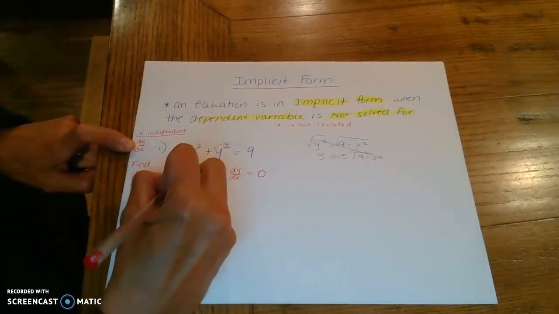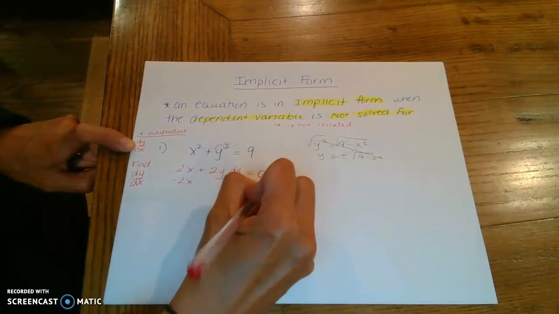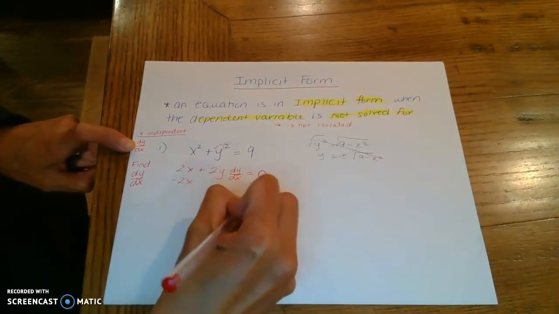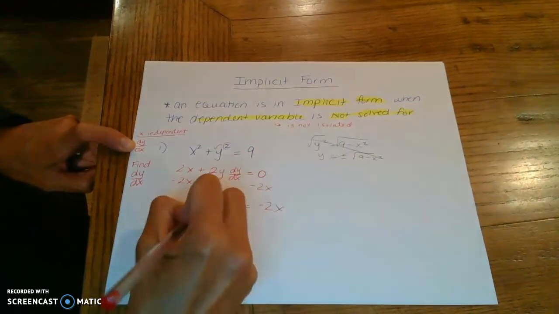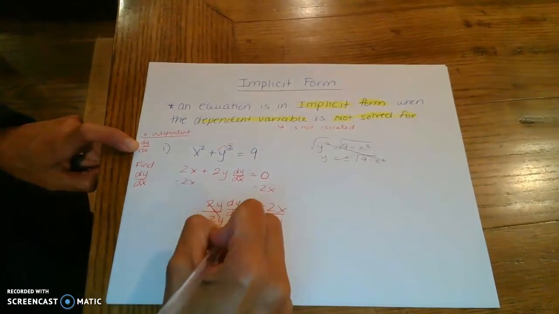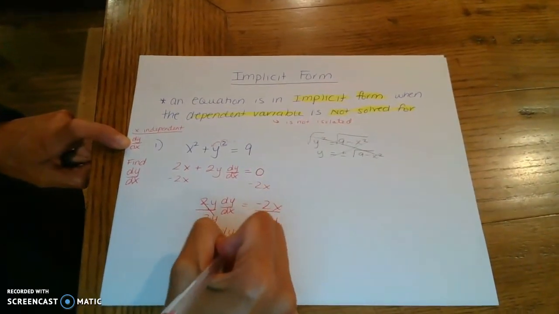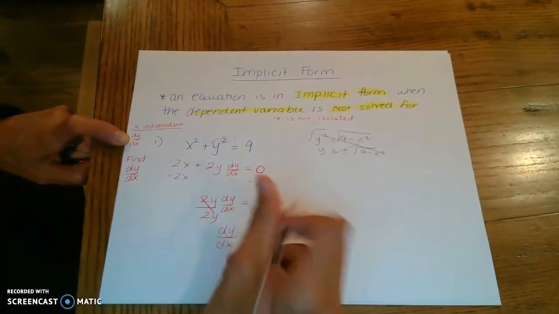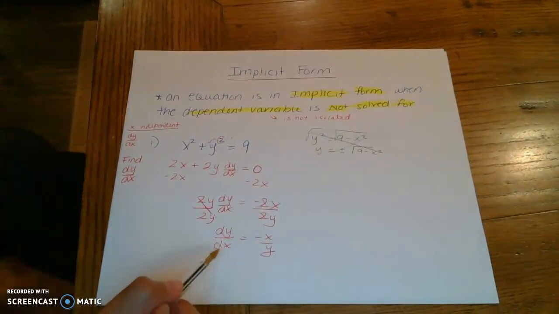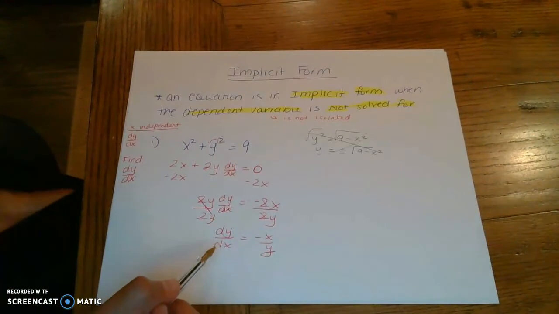So all I have to do is subtract this 2x over, and get 2y dy/dx is now equal to negative 2x. Divide by 2y, and I get dy/dx is equal to, I can reduce this, negative x over y. So now remember what the derivative is. It's the slope of the tangent line.